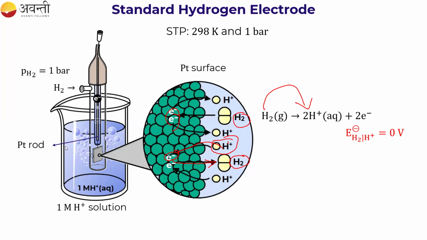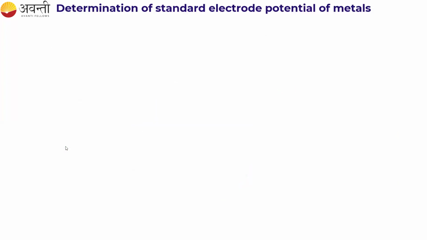And if I reverse this reaction, if H plus gains the electron and gets reduced to hydrogen gas, then again the E naught value associated with this is 0 volt. Got it? So if this is the case, then we can call that system a standard hydrogen electrode. That electrode is called the standard hydrogen electrode.